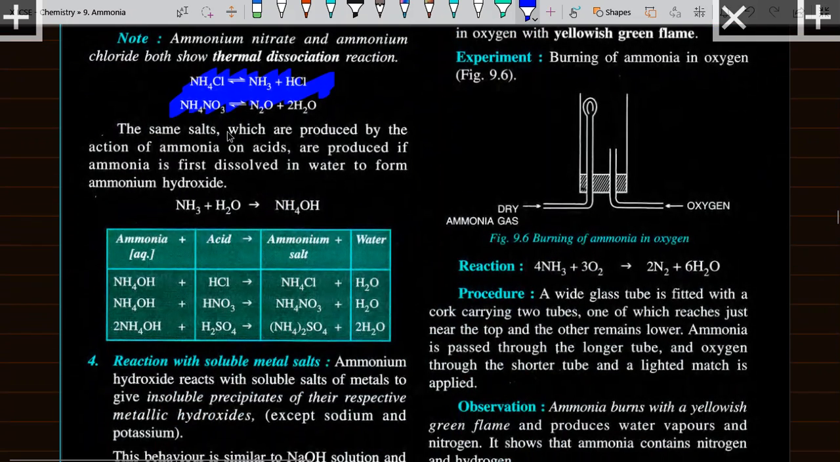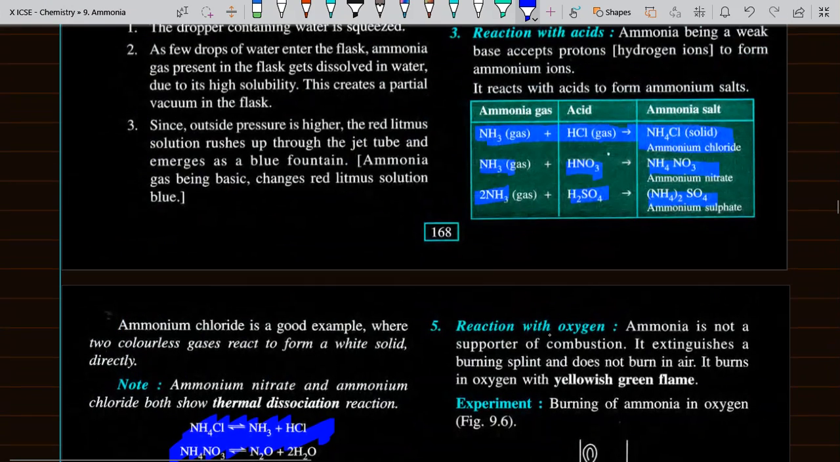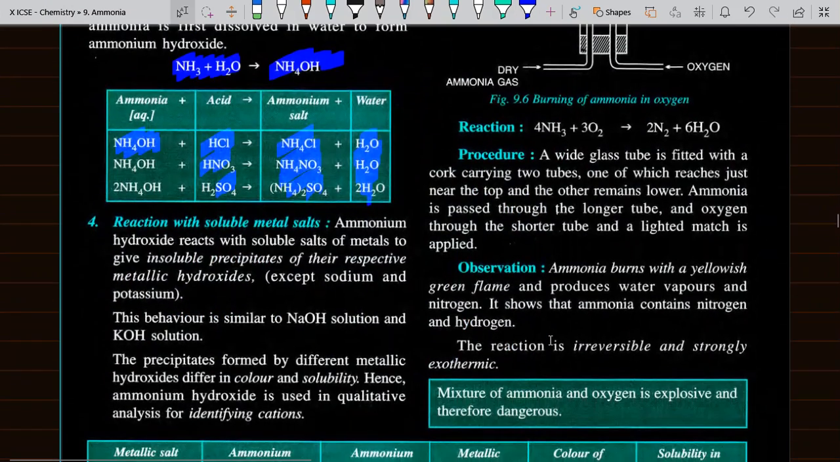The same salts which are produced by action of ammonia and acids are produced if ammonia is first dissolved in water to form ammonium hydroxide. So ammonia plus water gives ammonium hydroxide, and when ammonium hydroxide reacts with those acids, same salts are formed, but this time water is also formed with it. Earlier it was just the salt, now it is salt plus water. So it is a neutralization reaction.